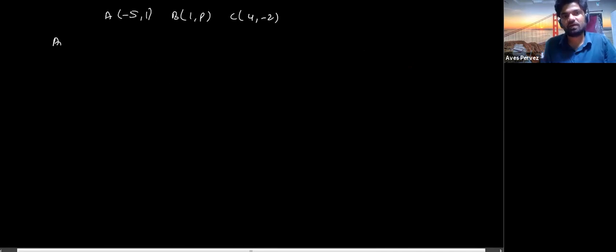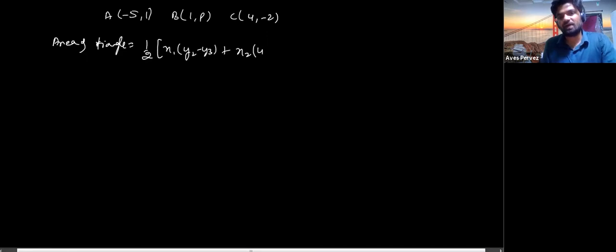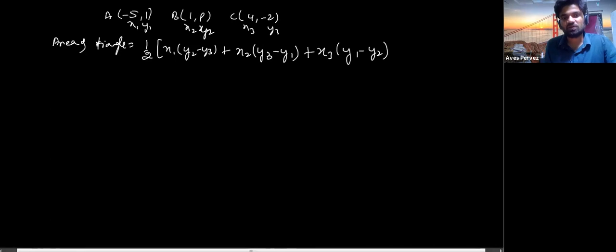So let's write the formula. Area of triangle is equal to half into bracket x1 bracket y2 minus y3 plus x2 bracket y3 minus y1 plus x3 bracket y1 minus y2. So this one is x1, this one is y1, this one is x2, this one is y2, this one is x3, and this one is y3.